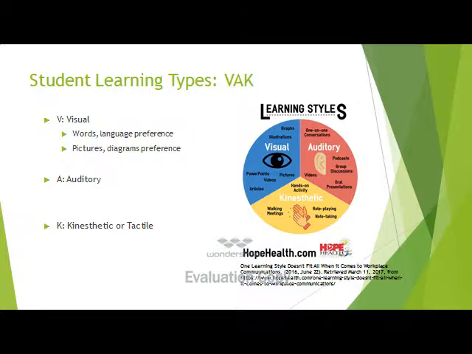This is the primary student learning type that we are going to discuss today in this presentation. The VAC model suggests that there are three primary forms of learning: visual, auditory, and kinesthetic or tactile. Additional research suggests that these styles can overlap, that there are additional learning types, and students can, by all means, learn through more than one type.